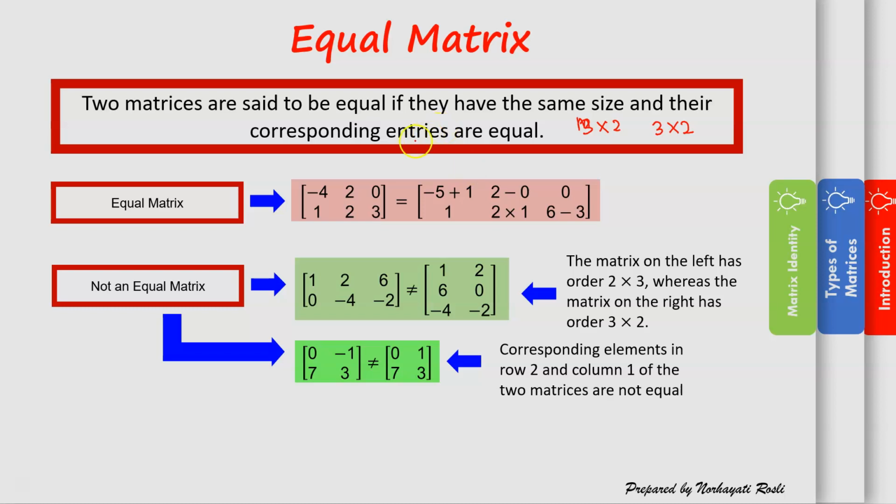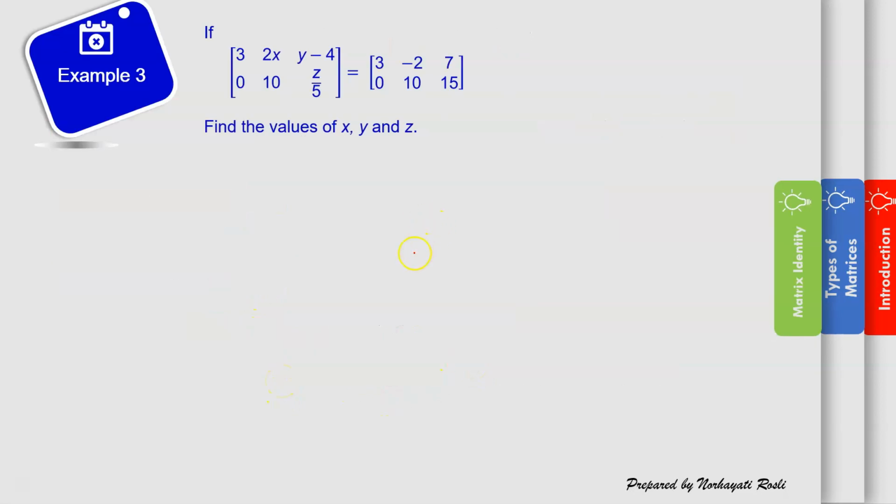Then we check the size. This one has size 2 times 3. This one also 2 times 3, so the sizes are equal, so it is an equal matrix. This matrix is not equal because this one is 2 times 3, but this one is 3 times 2, meaning that its size is not equal. And then for this one, the elements are not equal, although it has the same size, so it is not an equal matrix. Next, we go to example 3.